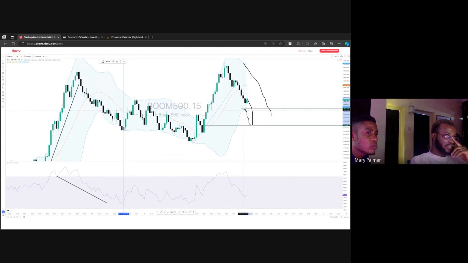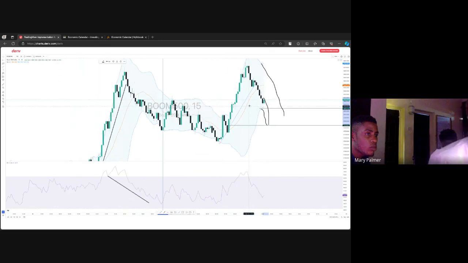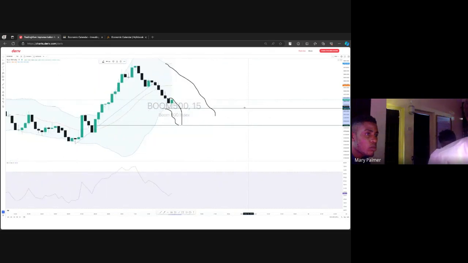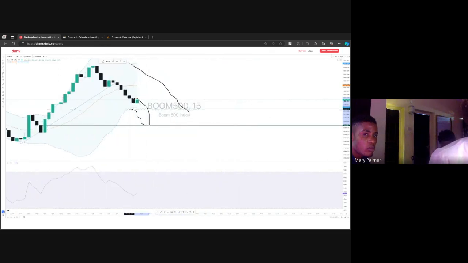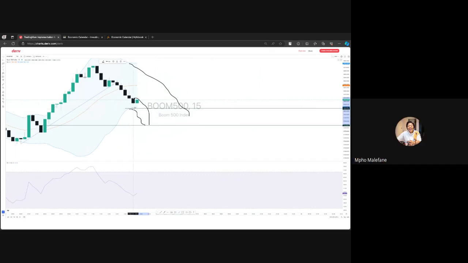I'm still waiting for this just to show. Can you see now? Normally, I'm not supposed to switch, but this was supposed to be our TP. Can you see the breakout, the band forward close to this? So, yes.